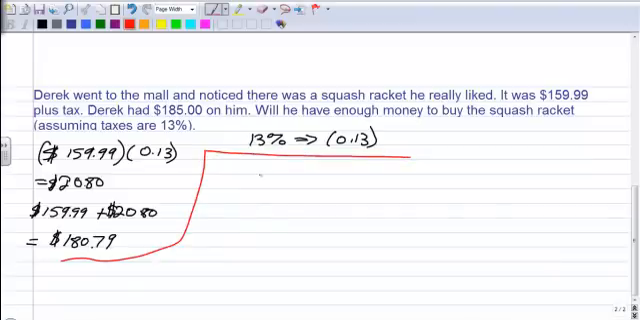What we can consider is, if you're paying taxes on something, if you're paying 13% extra, technically you are paying 113% of the item, because you're paying 13% on the item plus the full price of the item. So what we can do is convert this to a decimal again. So we get 1.13, and then we're going to multiply that 1.13 by 159.99.